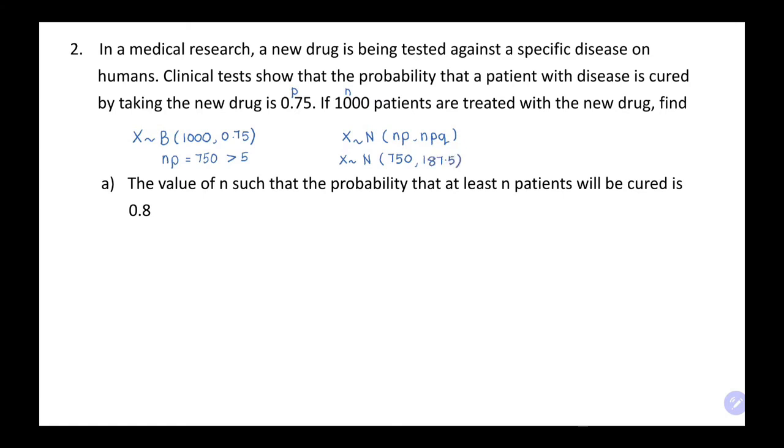Question A. The value of N such that the probability that at least N patients will be cured is 0.8. So we know P(X greater than or equal to N) is 0.8. At least refers to the sign greater than or equal. So the question asks to find the value of N. Since we change from binomial to normal, we need to do continuity correction or CC. We have the sign greater or equal, so greater or equal means we need to minus 0.5. So N minus 0.5.